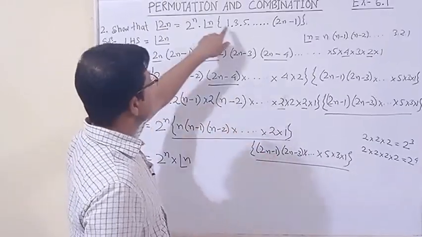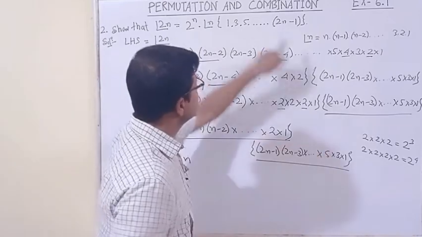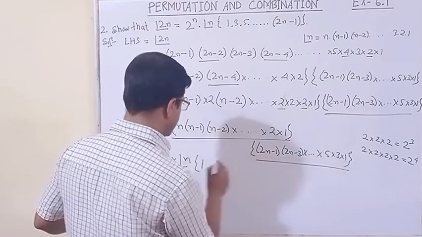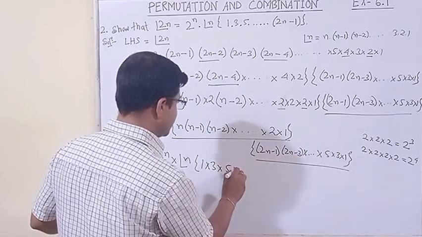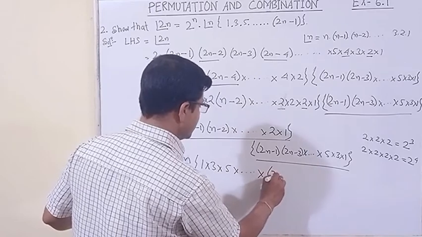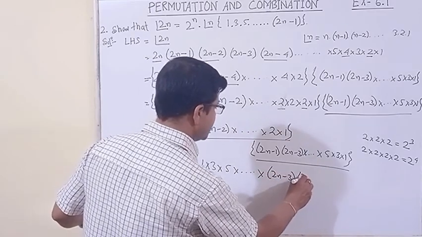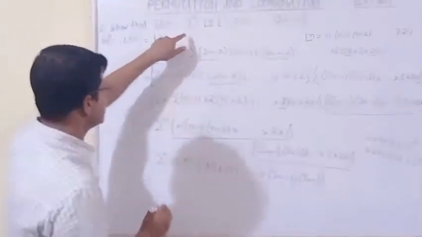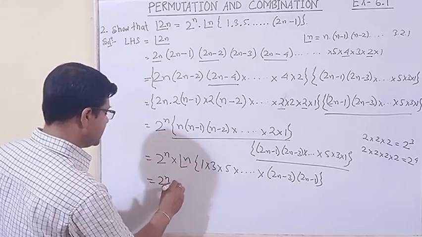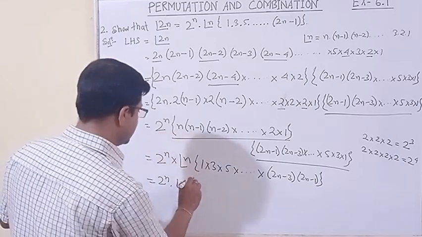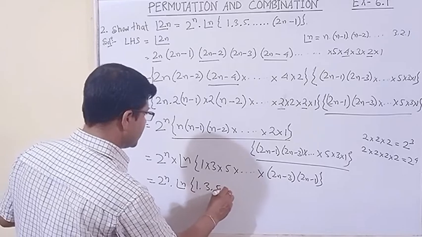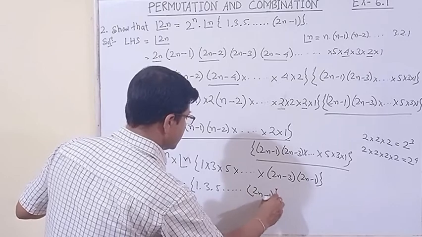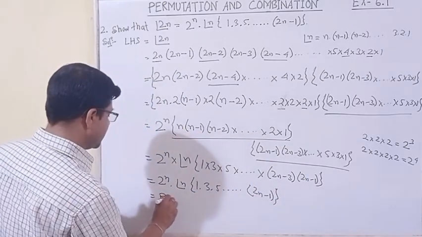Now according to the demand of the question, we can write like this. This is written in the reverse order. So let us write 1 into 3 into 5 dot dot dot into 2n minus 3 into 2n minus 1. Now according to the demand of the question, let us express everything. At first 2 to the power n into factorial n, then 1 into 3 into 5 dot dot dot into 2n minus 1. In this way we have expressed. This is the right hand side.